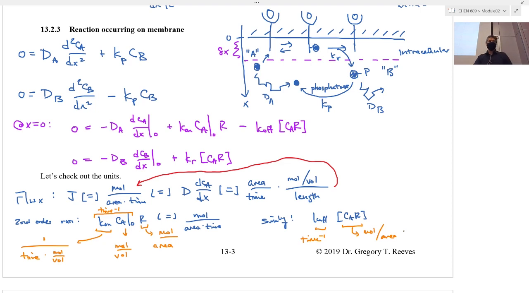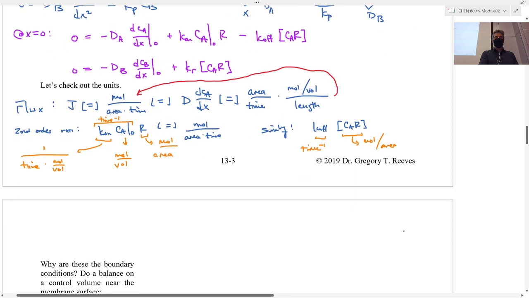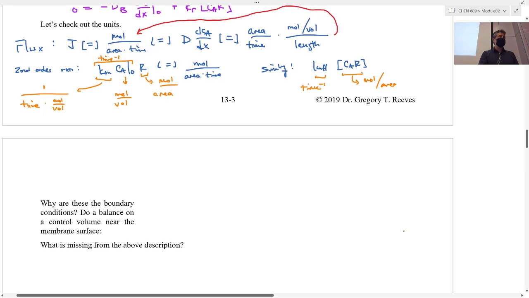Okay, so at the beginning of the next page, I have something there that I already said, but I'll go ahead and say it again because I think this is a slightly difficult concept. So why are these boundary conditions? At the boundary here, we're doing a balance on a control volume near the surface, right? So you have the surface, you have the receptor on the surface, and the receptor is being bound by A in this sort of reversible fashion, right?